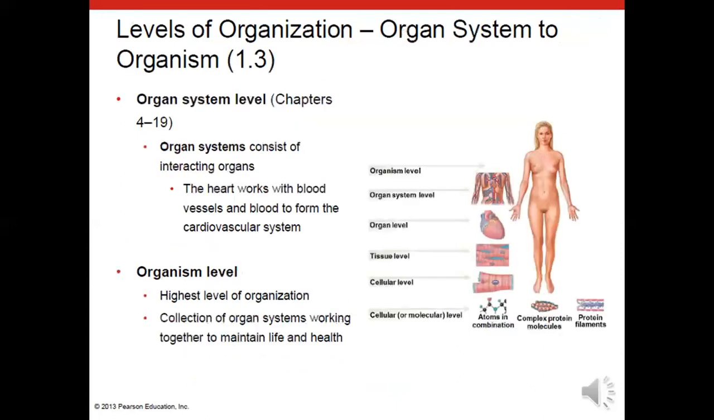Organs then group together to form an organ system. And each organ system accomplishes a specific goal, like the cardiovascular system has the heart and blood vessels. And those 2 organs work together to pump blood to and from every tissue in the body. Organ systems have their own job, but also work together with other organ systems to create you as the organism, the highest level of organization where all organ systems work together to maintain life and keep you healthy.